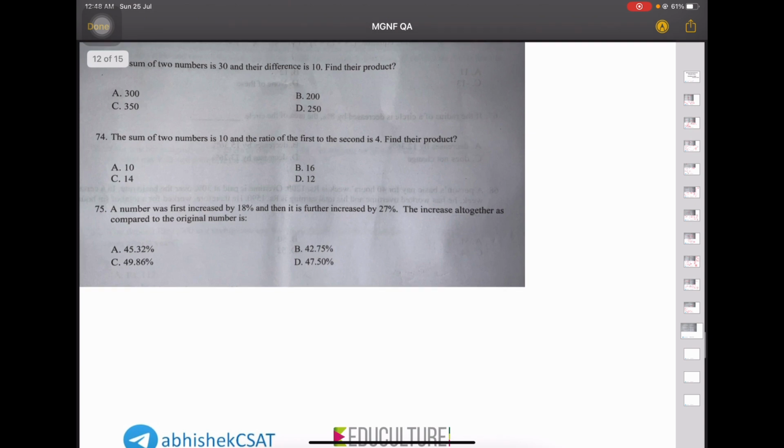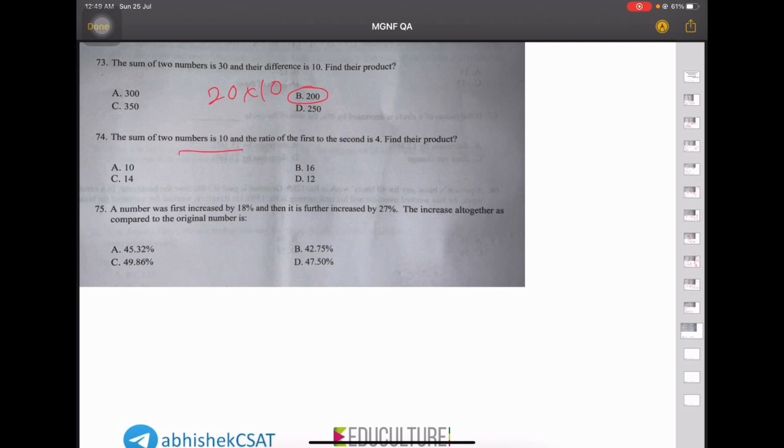Next. The sum of two numbers is 30 and their difference is 10. Find the product. That means those numbers are 20 and 10. Sum is 30, difference is 10. And 20 into 10 is equal to 200. 200 is our answer.